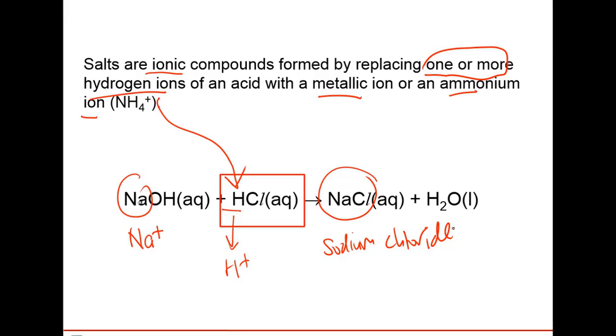Acids which are dibasic, for example H2SO4, can have two hydrogen ions which can be replaced by a metallic ion or an ammonium ion.